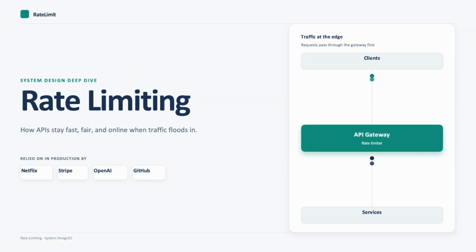Imagine your API suddenly receives a million requests in just a few minutes. Would it survive? That's exactly the problem rate limiting solves. In this video, we'll learn why APIs need rate limiting, explore the most common algorithms used in production, and see how companies implement it at scale.